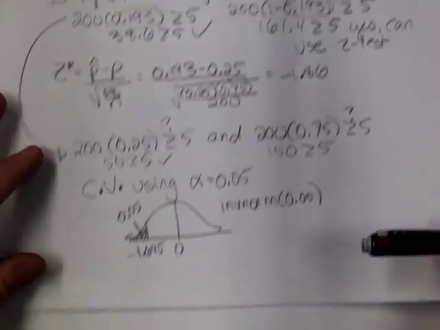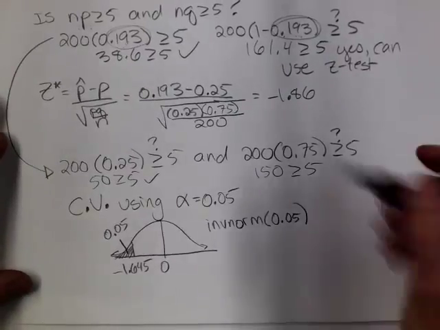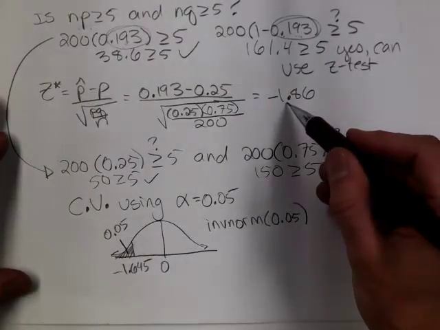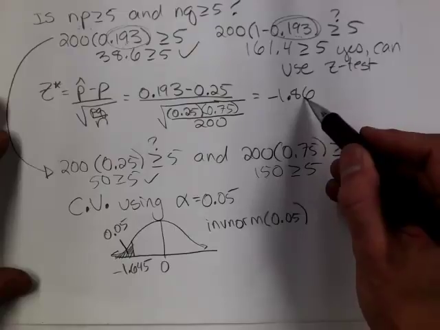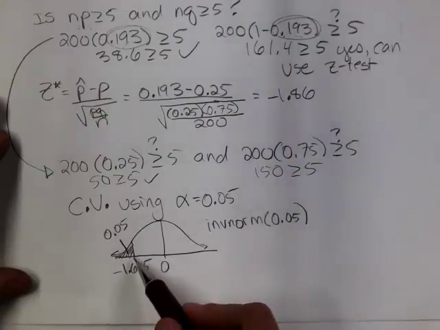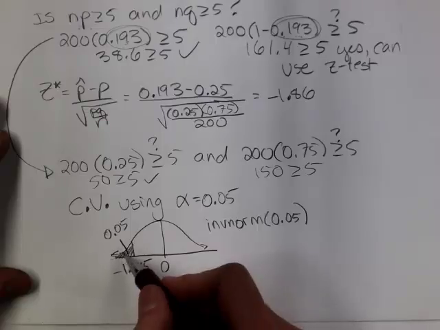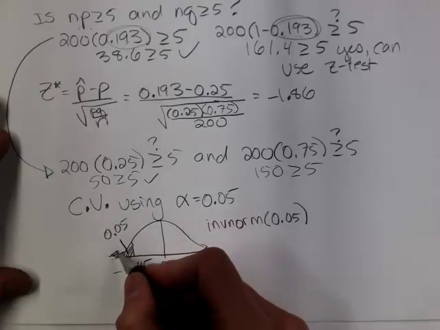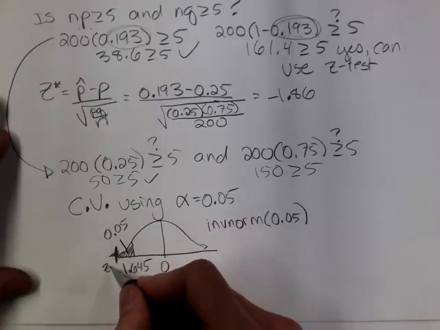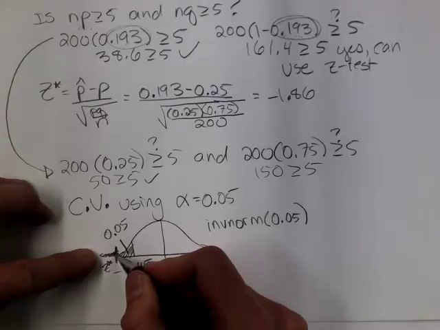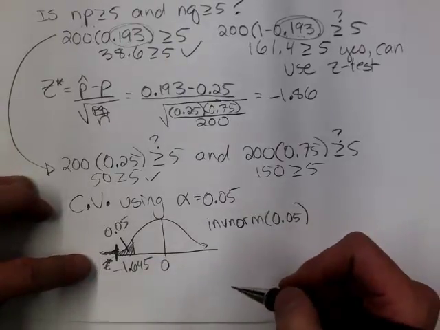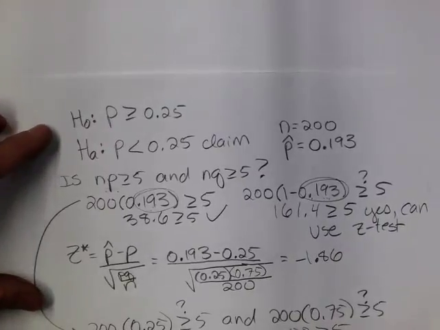Where does our test statistic lie with respect to that? Here's our standardized test statistic. It's in the rejection region, right? It's below negative 1.645. So my test statistic is way down here. And then I'm going to find the corresponding p-value. That would be that little bitty area in the tail. So right now I know I'm rejecting the null hypothesis.